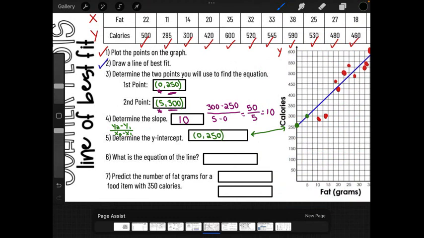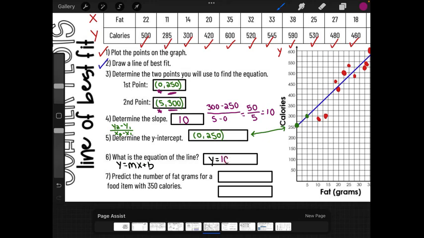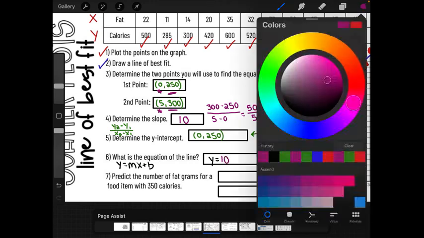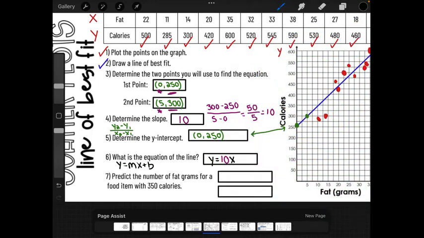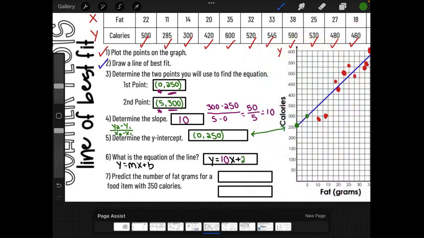Next, we're going to put those two things together to make an equation. So this is in y equals mx plus b. So y equals our slope, which was 10, x plus our y-intercept, which we just found, is 250. Perfect, so that's our equation.